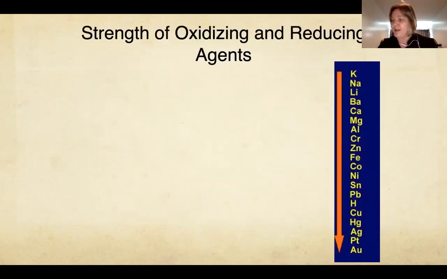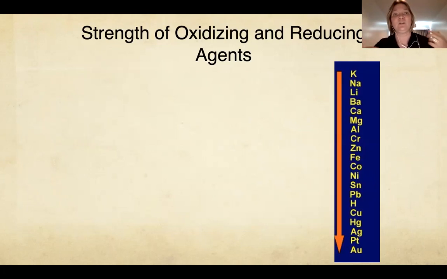The next part of this is basically just applying what we learned in grade 10 about the activity series with respect to redox reactions. So if you remember this activity series, you've basically got the group 1 and group 2 metals at the top, and then you've got some transition metals, and then the precious metals are down there at the bottom. And this can be an indication of the strength of oxidizing and reducing agents.